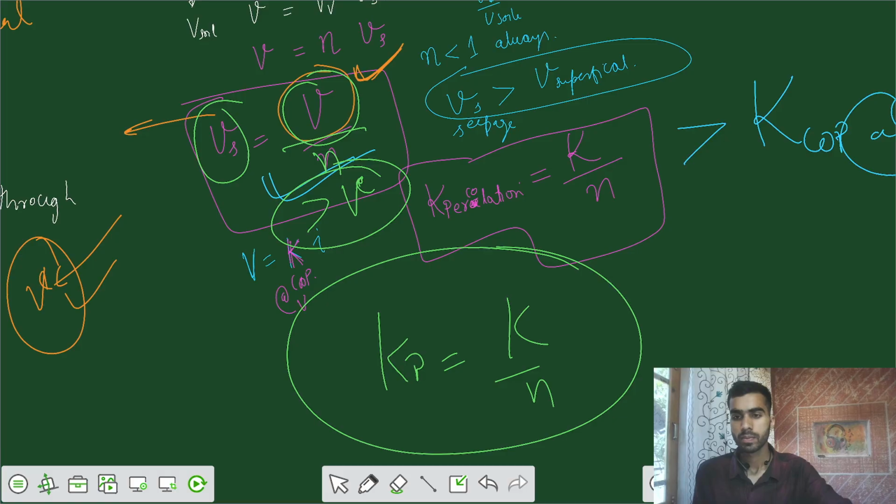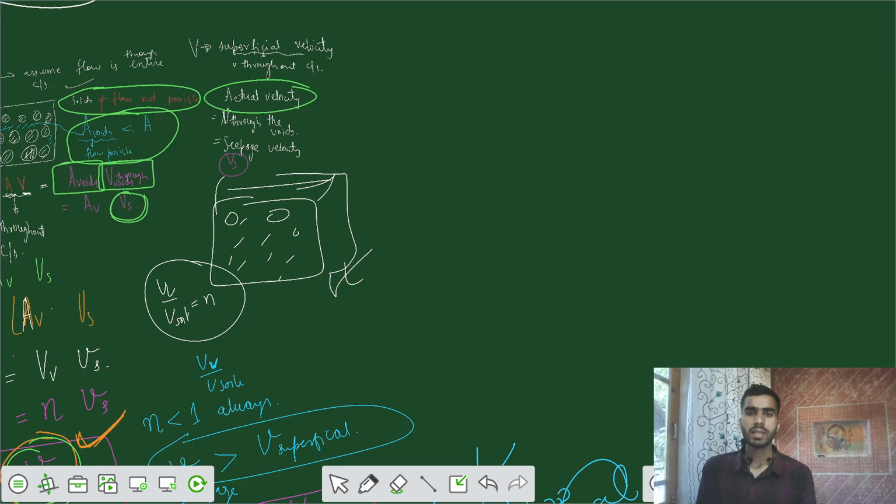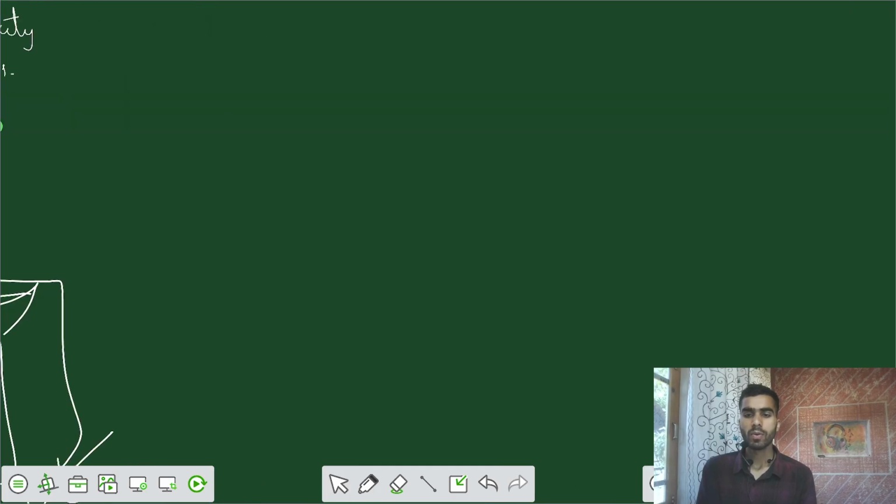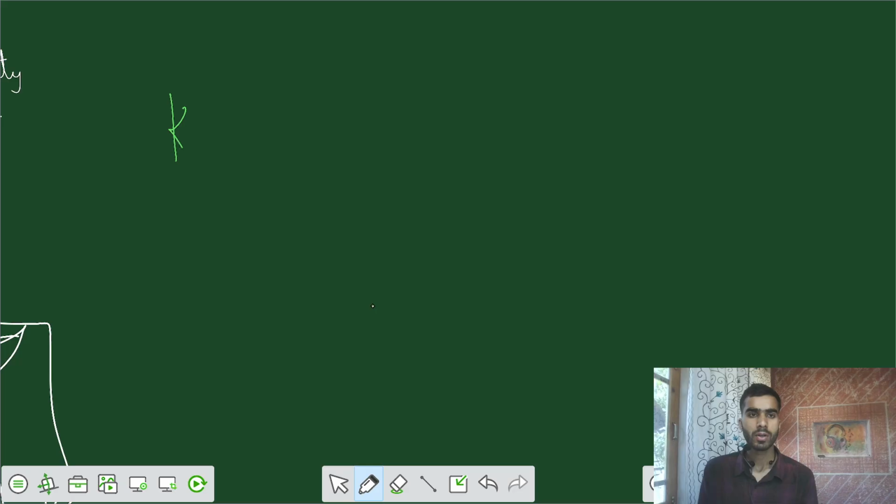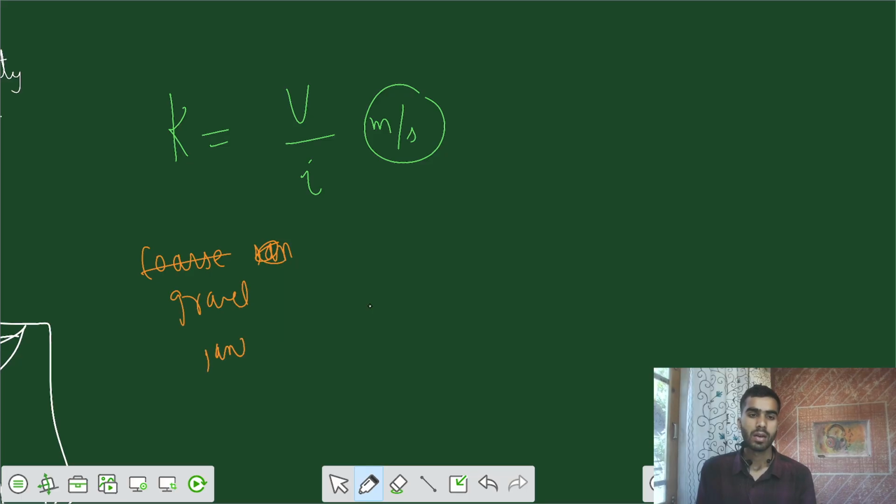Okay, so right now, this permeability is actually the velocity of the flow under some hydraulic gradient. So that means its units are in meters per second. If I talk about soils, we're having coarse sand, coarse gravel, some sand, silt, and clay.